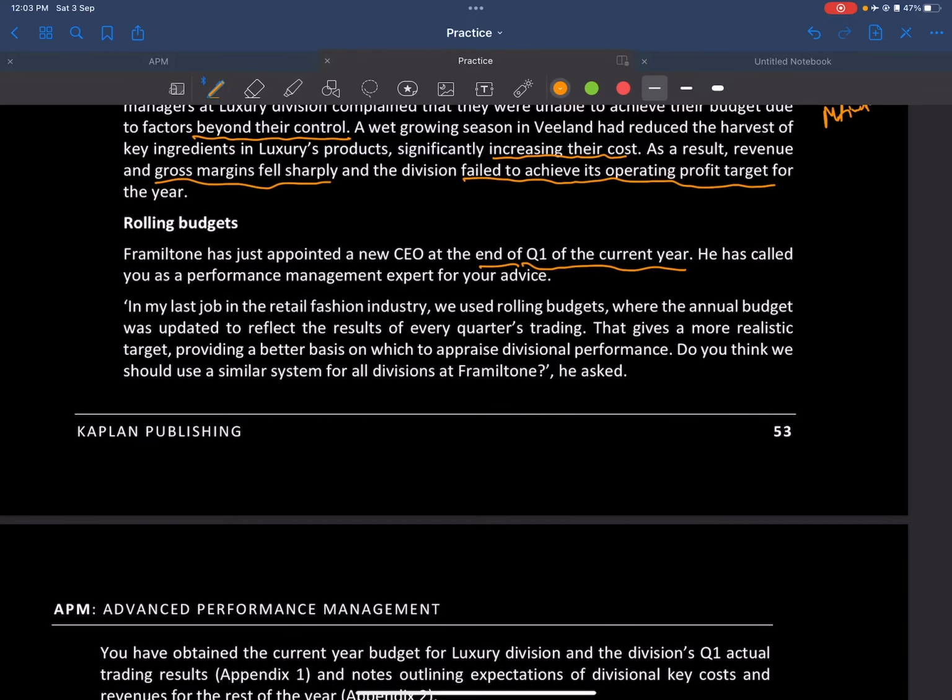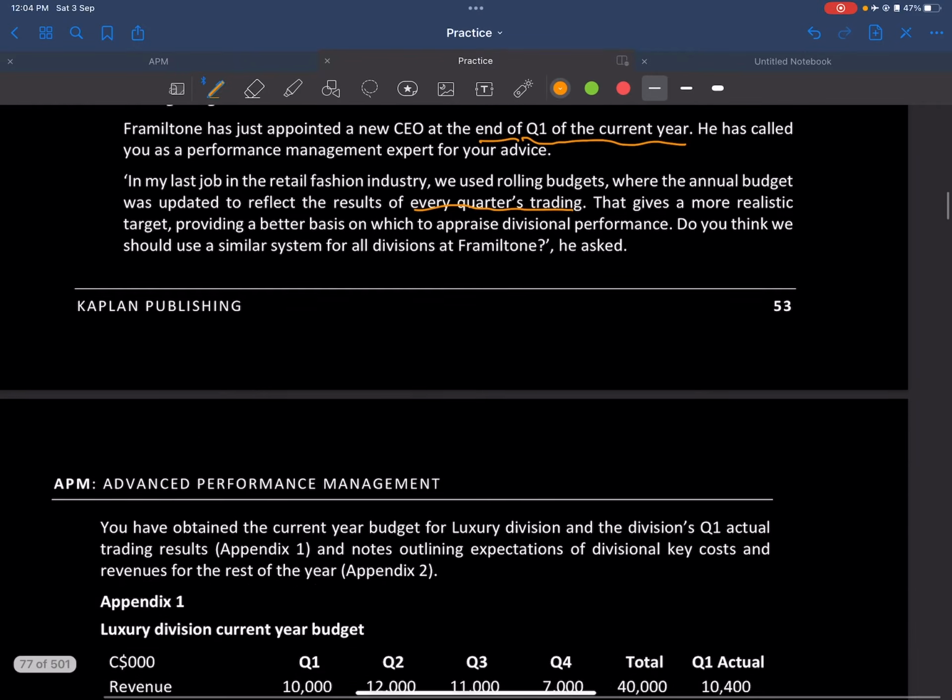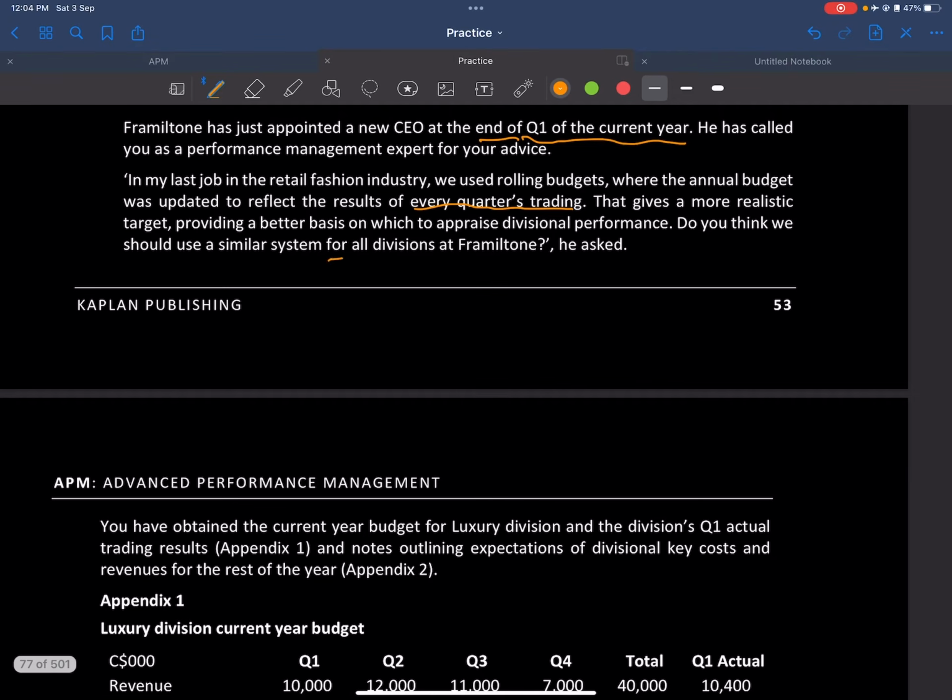So in my last job in the retail fashion industry, we used rolling budgets, where annual budgets were updated to reflect the results of every quarter's trading. This gives more realistic targets, providing a better basis on which to appraise divisional performance. Alright, do you think such a system suits all divisions? For all divisions, perhaps no. Perhaps it could be for the luxury division, but not for the dairy division, that's for sure.